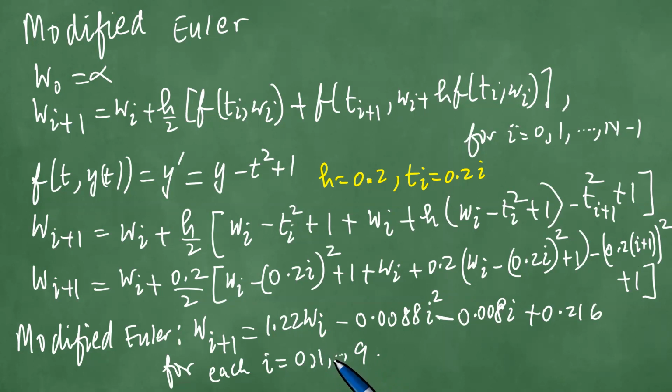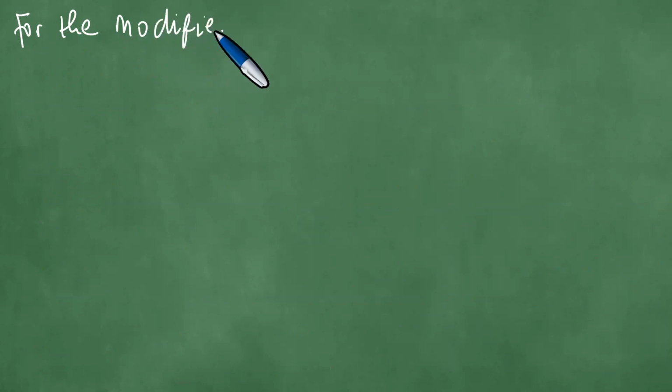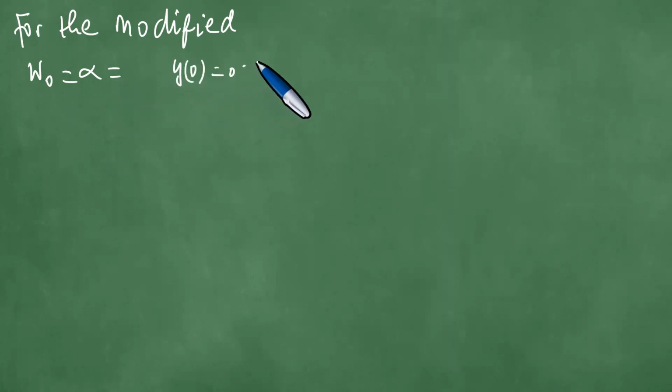Let us complete the table for the modified Euler first. How does the table look? Because that's what will be done in the November exam. We know first that W0 is alpha. For this problem, we know that Y at 0 is 0.5, meaning that this is exactly 0.5.